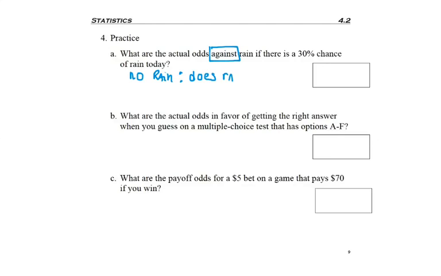This means no rain to does rain, or it did rain. So against is that I don't want that thing to happen, which is I don't want it to rain. But now how do I do it if it's 30%? Well, we know that rain has a 30% chance of happening. Where does 30% come from?